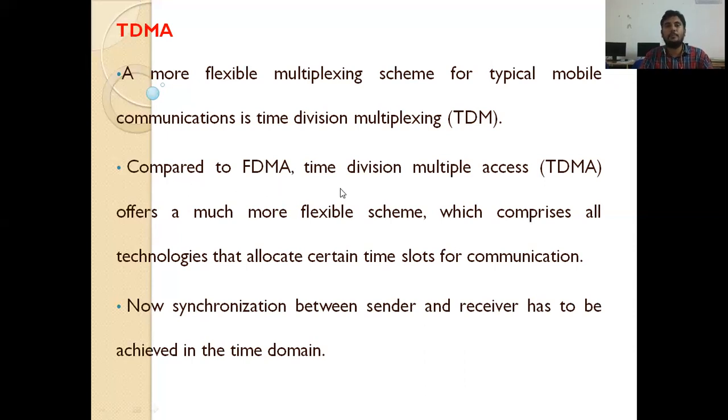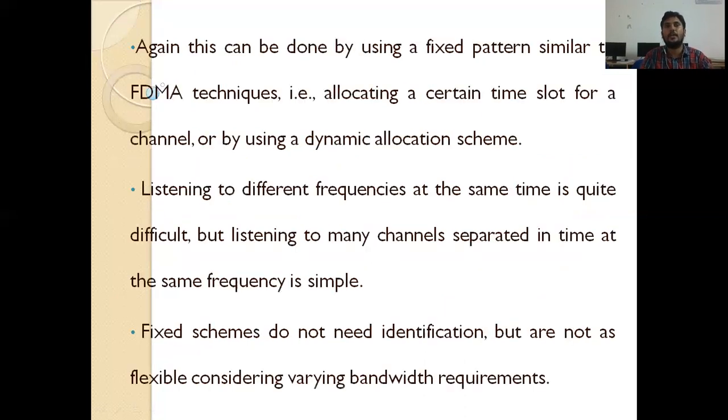So when compared with FDMA, TDMA offers a more flexible scheme which comprises all technologies that allocate certain time slots for communication. Now synchronization between sender and receiver has to be achieved in the time domain. Again, this can be done by using a fixed pattern similar to the FDMA technique, that is allocating a certain time slot for a channel, or by using a dynamic allocation scheme.